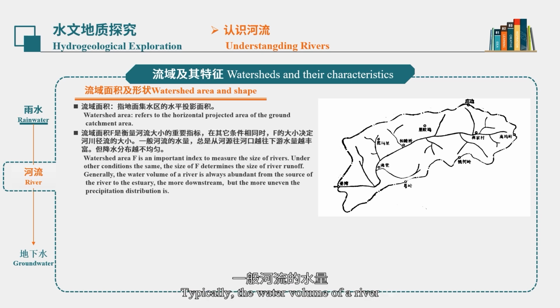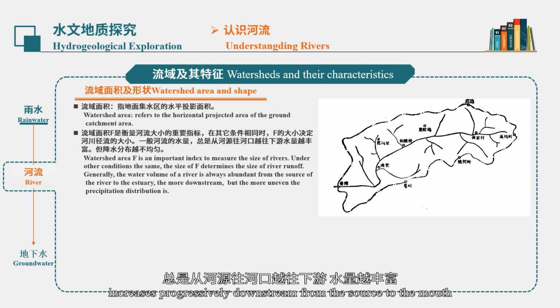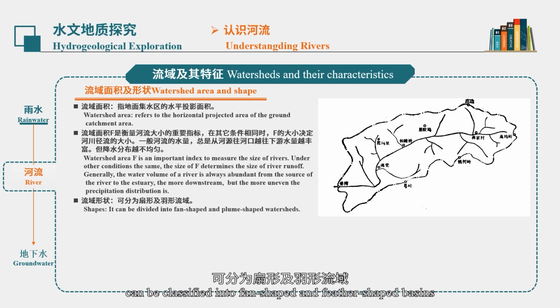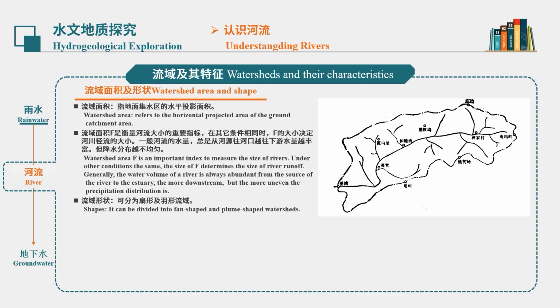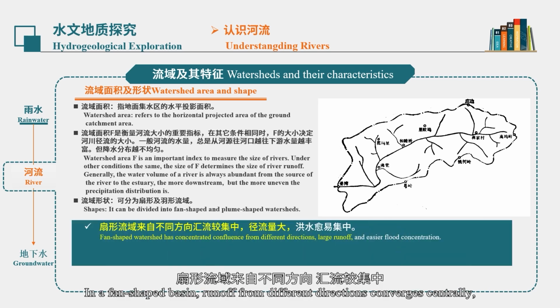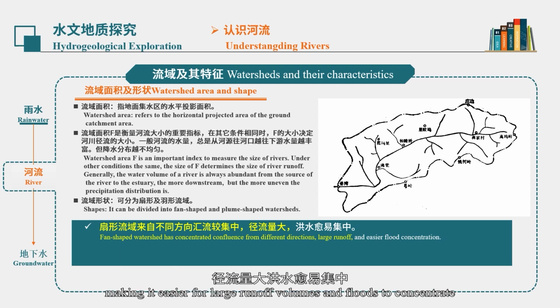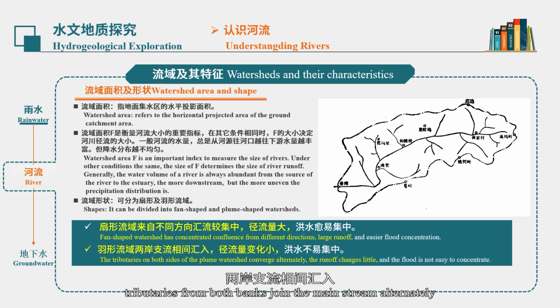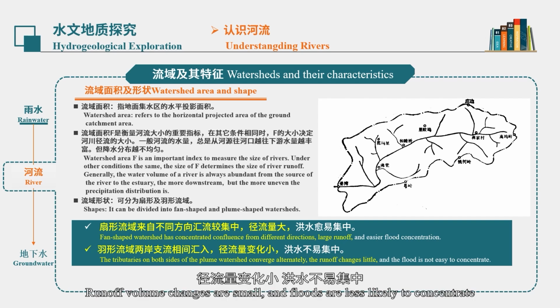Typically, the water volume of a river increases progressively downstream from the source to the mouth, but precipitation distribution becomes more uneven. Drainage basin shapes can be classified into fan-shaped and feather-shaped basins. In a fan-shaped basin, runoff from different directions converges centrally, making it easier for large runoff volumes and floods to concentrate. In a feather-shaped basin, tributaries from both banks join the main stream alternately. Runoff volume changes are small, and floods are less likely to concentrate.